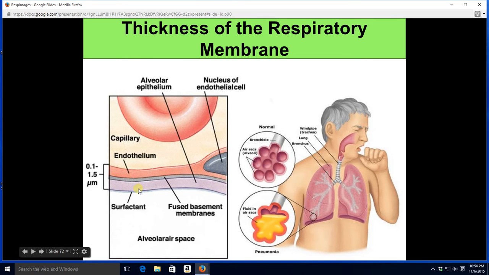the type 1 alveolar cell plasma membrane plus the pulmonary capillary epithelium. So the combination of these two epithelial cells, both simple squamous, plus a little bit of connective tissue in between. Anything that thickens this, whether it be scar tissue, or the buildup of fluid in someone with pneumonia, is going to impair respiration.